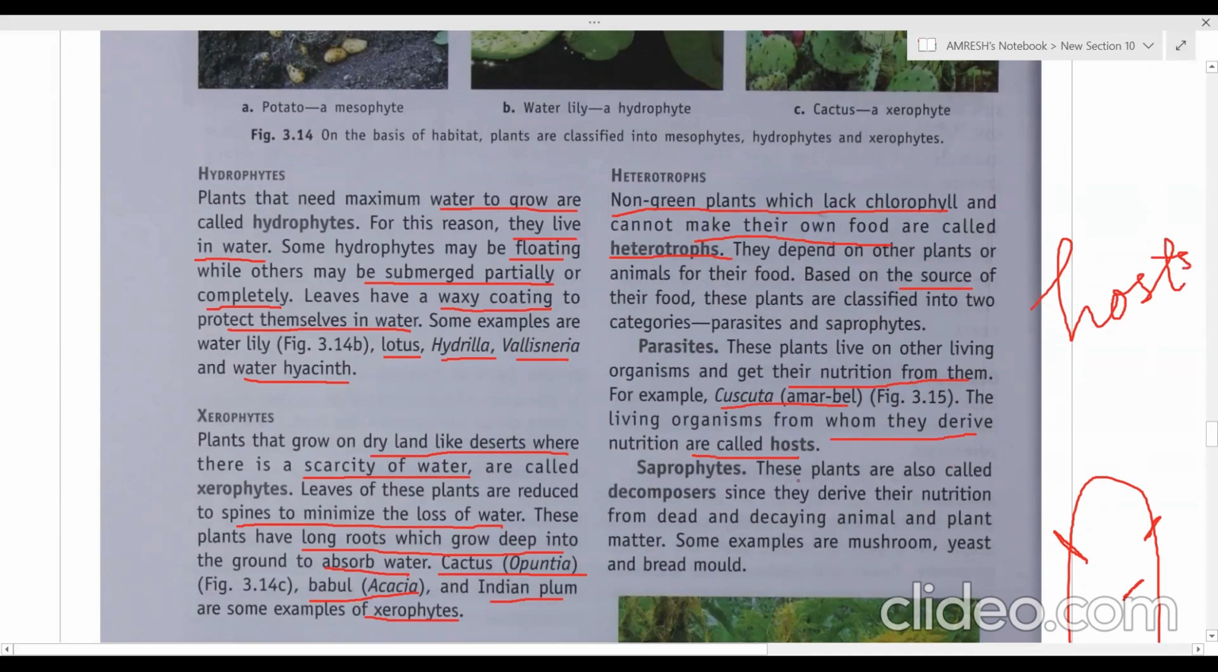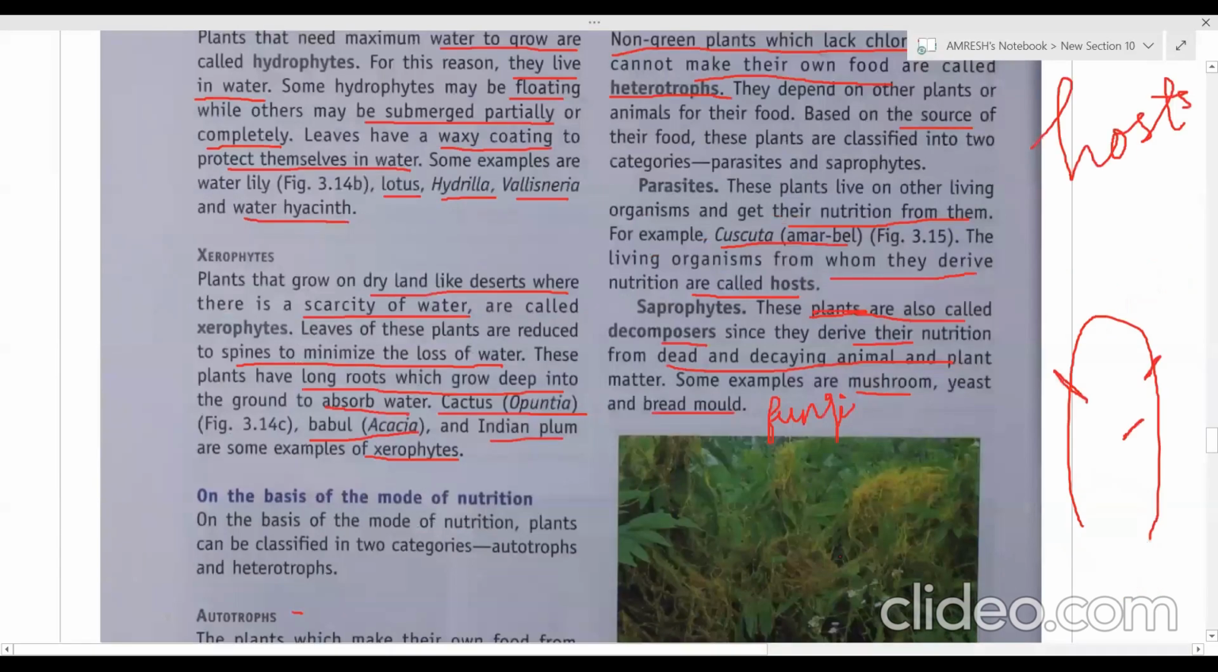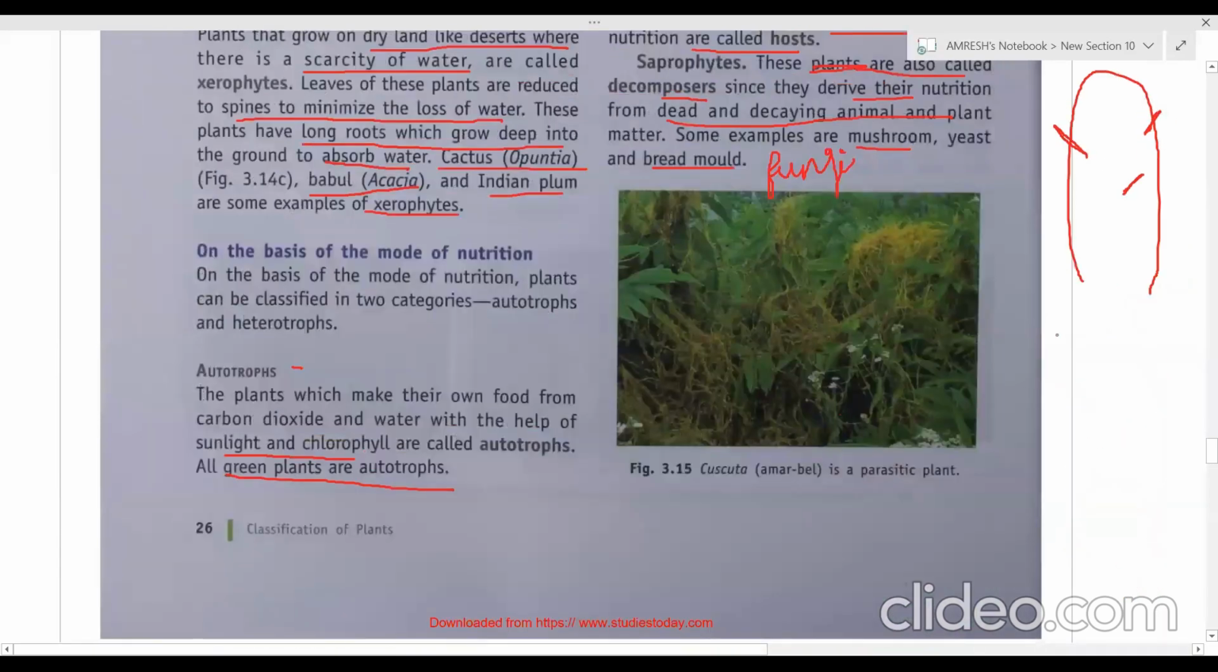They are the host. Saprophytes are the plants that are decomposers, since they derive nutrition from dead and decaying animal or plant matter. Examples are mushroom, yeast, and bread mold. See here, plants is written, but I will not say it is a plant, they are fungi. Specifically, your fungi are saprophytes. They depend on other dead and decaying matter to get the nutrition, to get the food. So mushroom, yeast, and bread mold are the examples. Cuscuta, see, Cuscuta is here the parasitic plant which depends on other organisms for food.